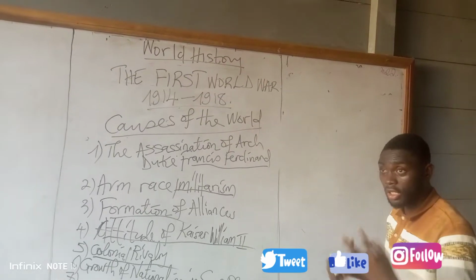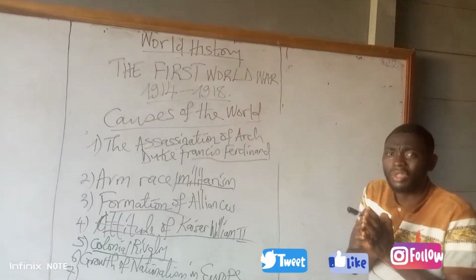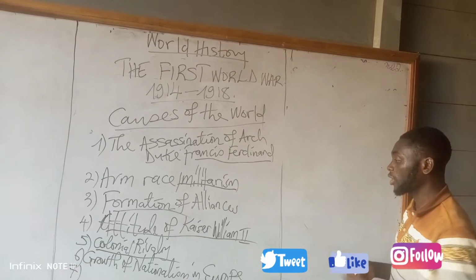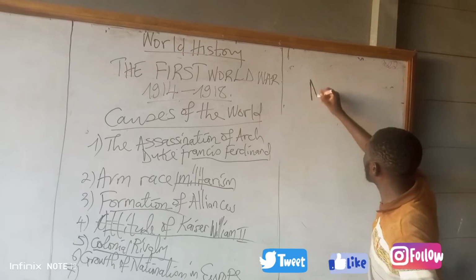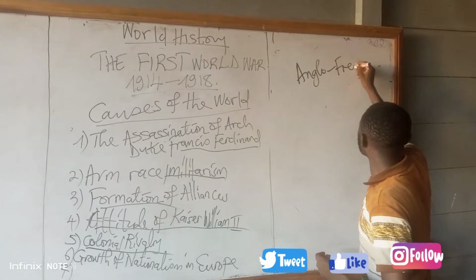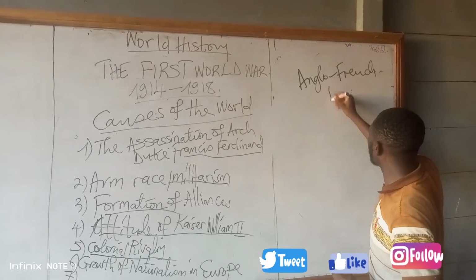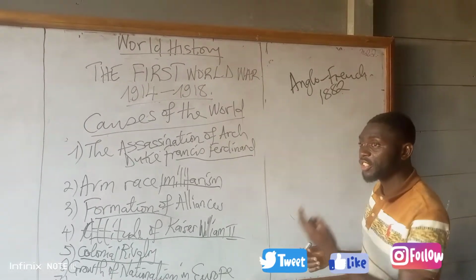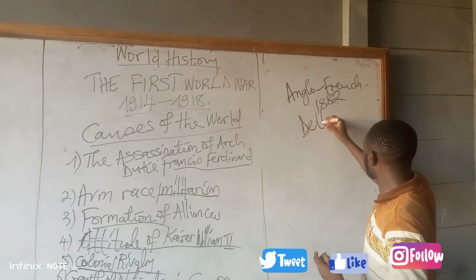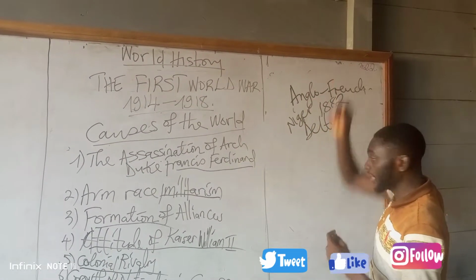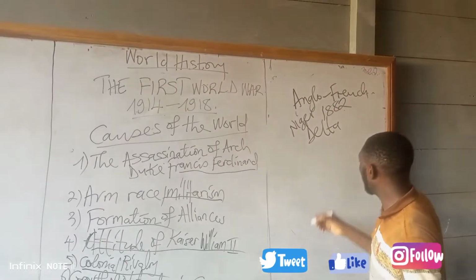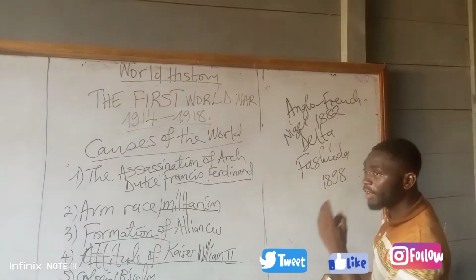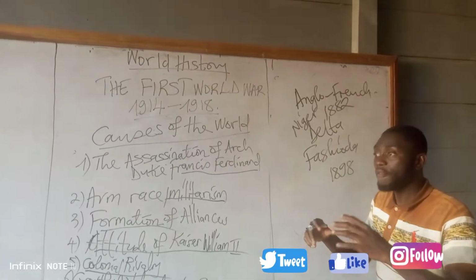Some instances of European nations that quarreled in Africa in order to annex territory continued to whet their appetite to go into a war which started in 1914. We have the case of Anglo-French rivalry in Egypt in 1882. That's Britain and France fighting in Egypt. We have again Anglo-French rivalry in the Niger Delta. We have again Anglo-French rivalry in Fashoda village in 1898, Fashoda village in Sudan. Britain and France quarreled again over Fashoda village.